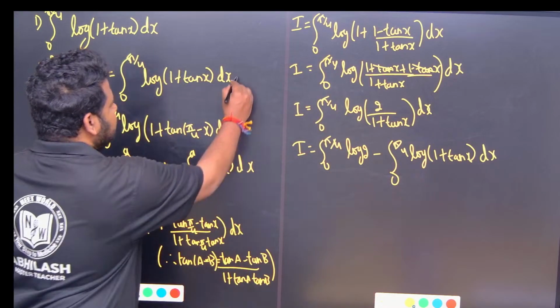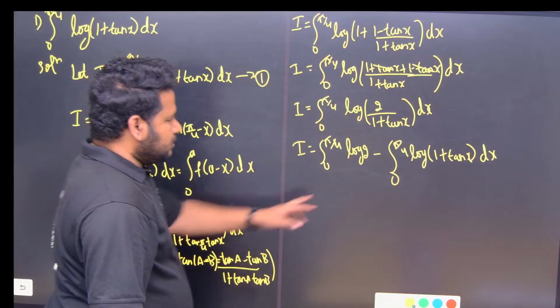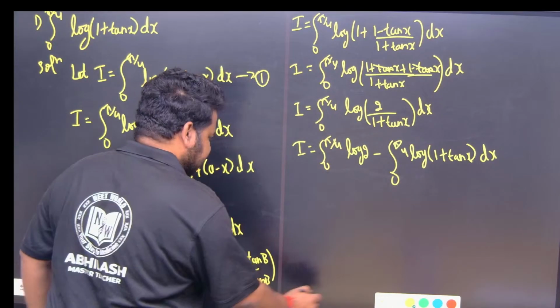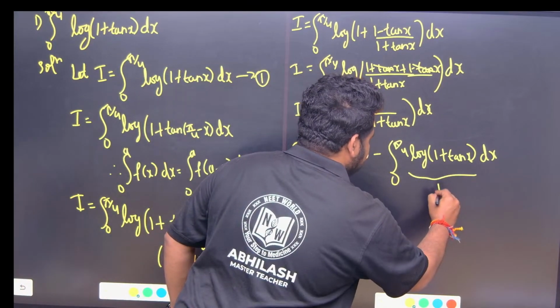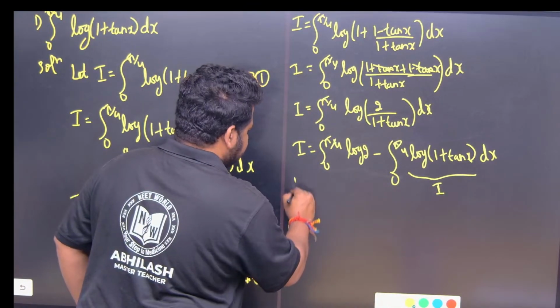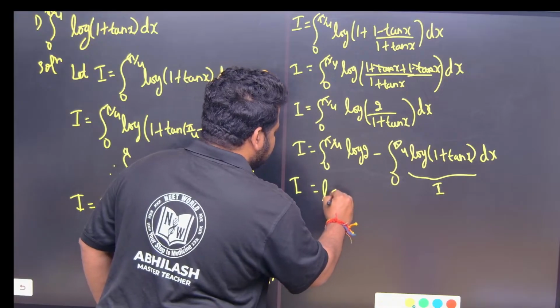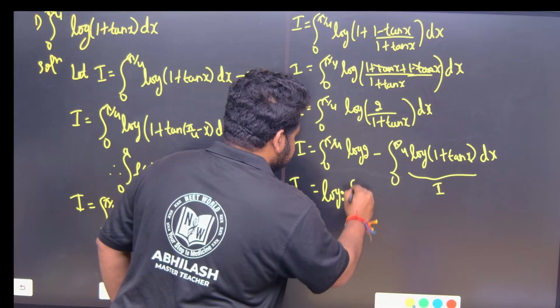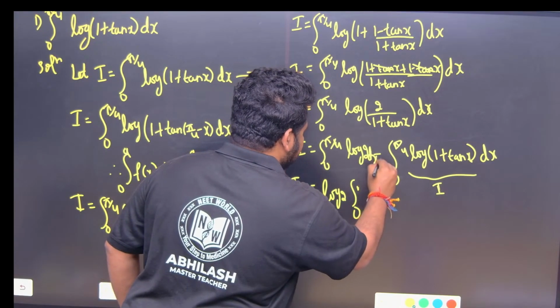So this will become what? This one. So this value I can write it as I. So let us do that in the next step. I is equal to log 2, log 2 is constant, I will take it outside, integral from 0 to pi by 4, this should be dx, minus.